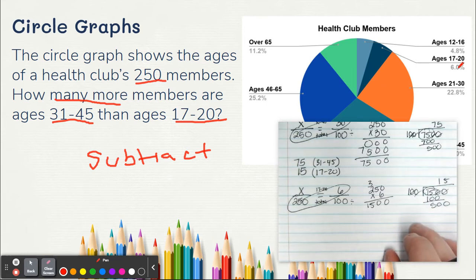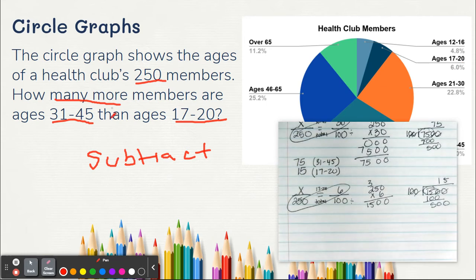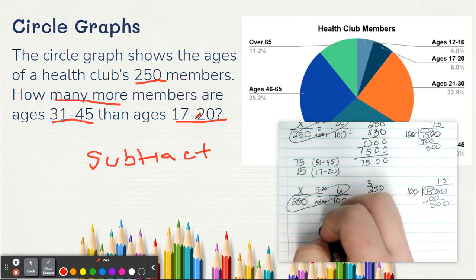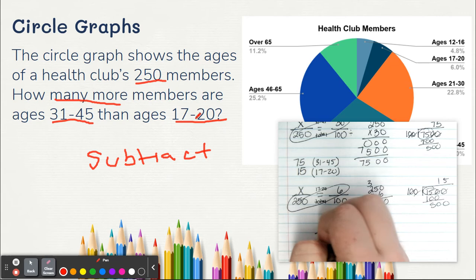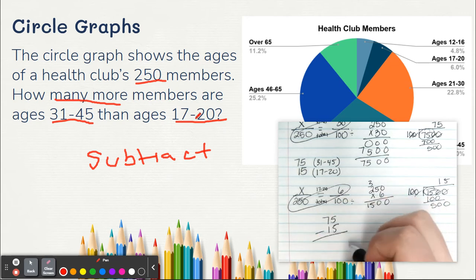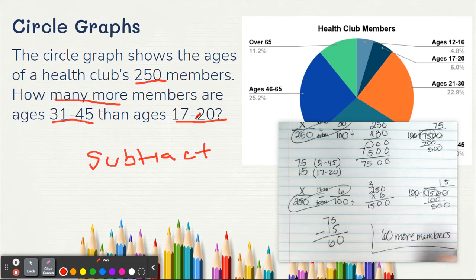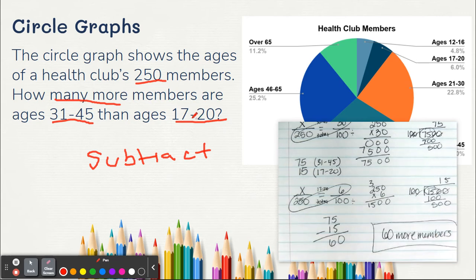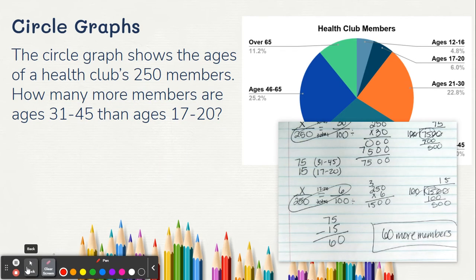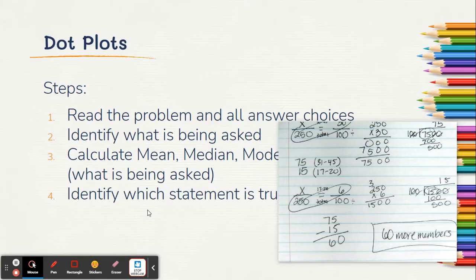And then I want to subtract to find how many more 31 to 45-year-olds there are than 17 to 20. So I'm going to do 75 minus 15. 5 minus 5 is 0. 7 minus 1 is 6. So my answer is 60 more members. Okay, and that's all we're doing, guys.